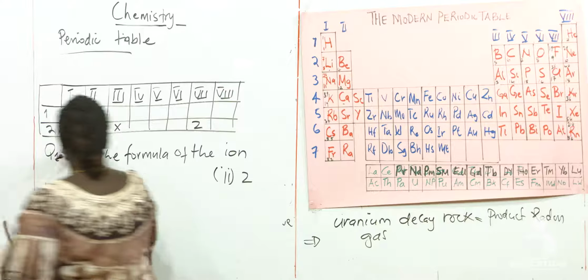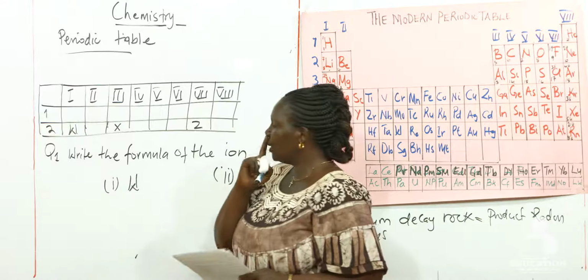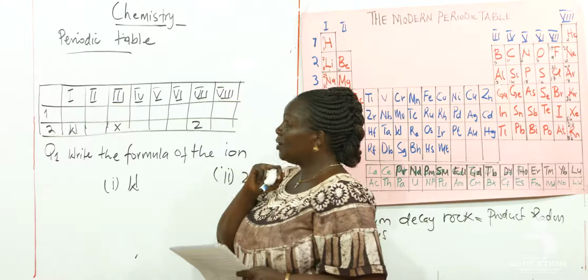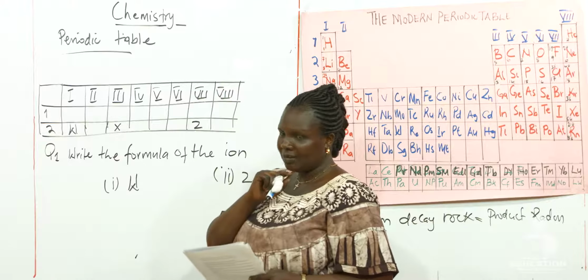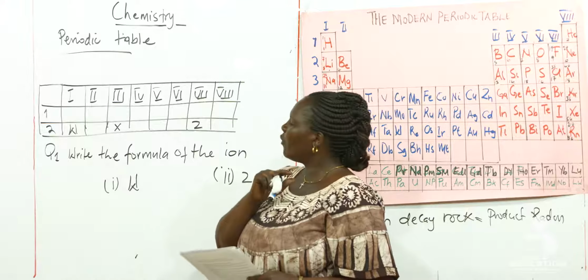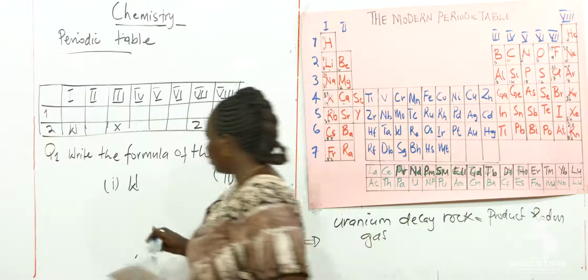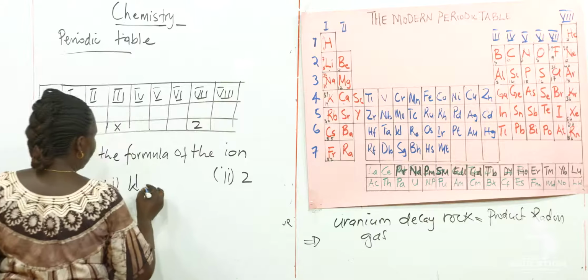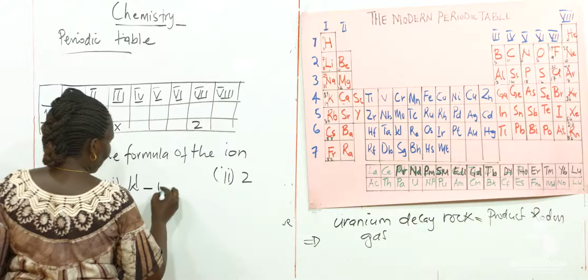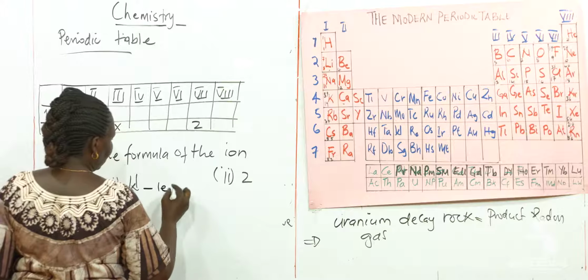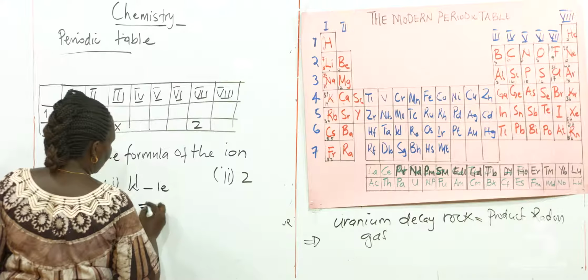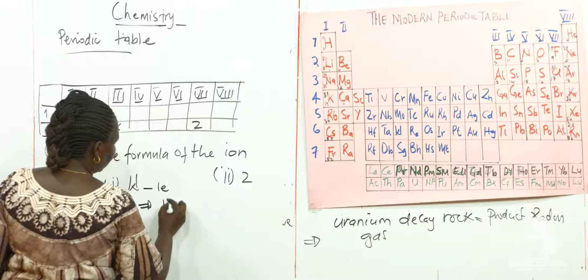So we know that W is in group 1. So W has got 1 electron in its outermost shell. Therefore, for W to become stable, W will lose 1 electron. So if W loses 1 electron, then we have W plus.